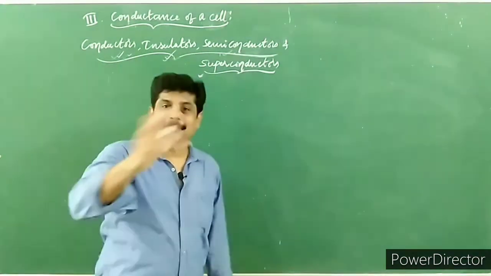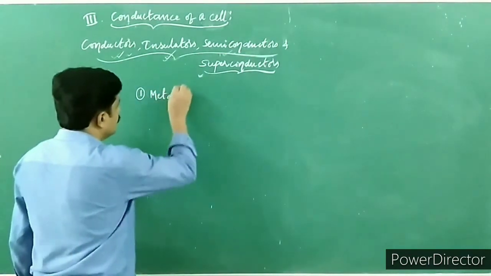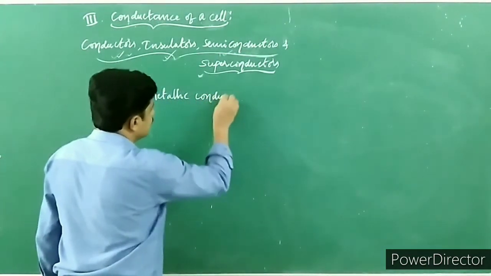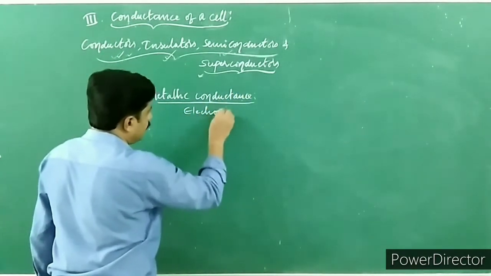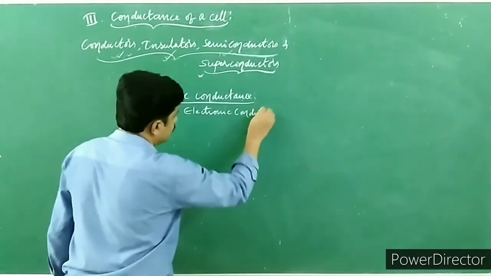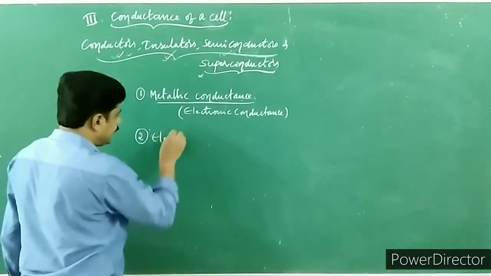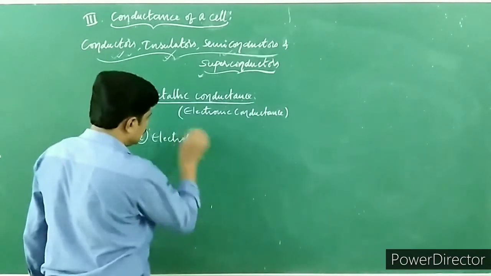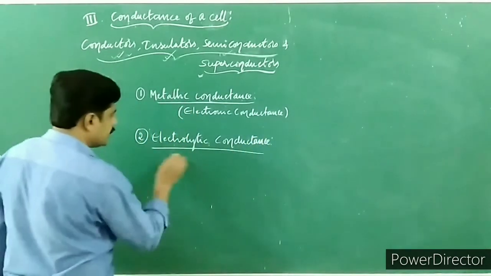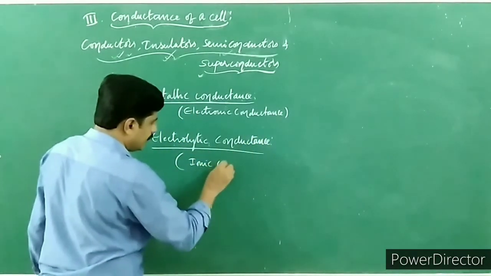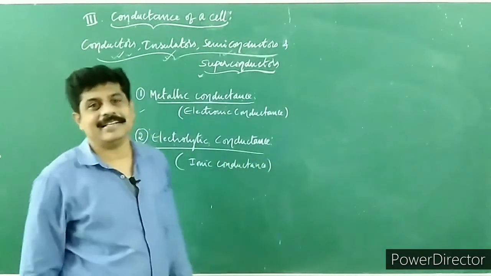At this juncture, let me introduce 2 terms for you. Number 1, metallic conductance, which is also called electronic conductance. Number 2, electrolytic conductance, which is also called ionic conductance. Let me take up the first one, that is metallic conductance.